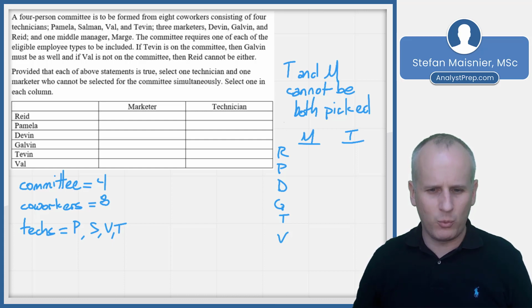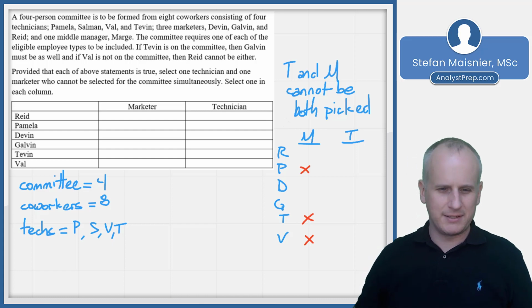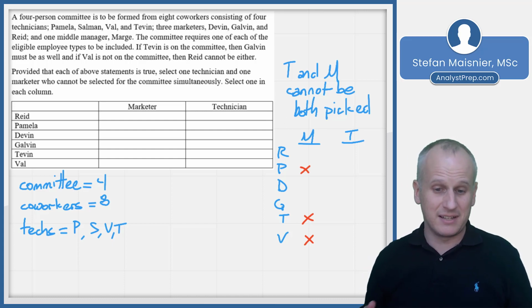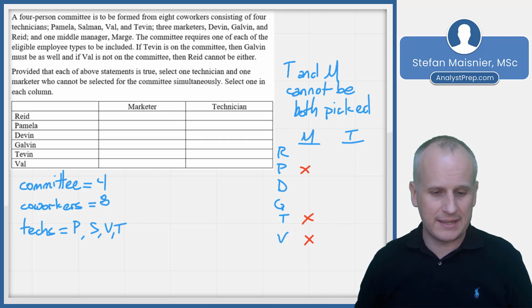Now this is going to help me with my evaluation already, because I know that I've got to pick one marketer and one technician. So if a person is a technician, they can't be the marketer. So I know that T can't be picked as the marketer. I know that V can't be picked as the marketer. I know that P can't be picked as the marketer. And I know that S is basically irrelevant to the entire question. So just cross things out as you go.